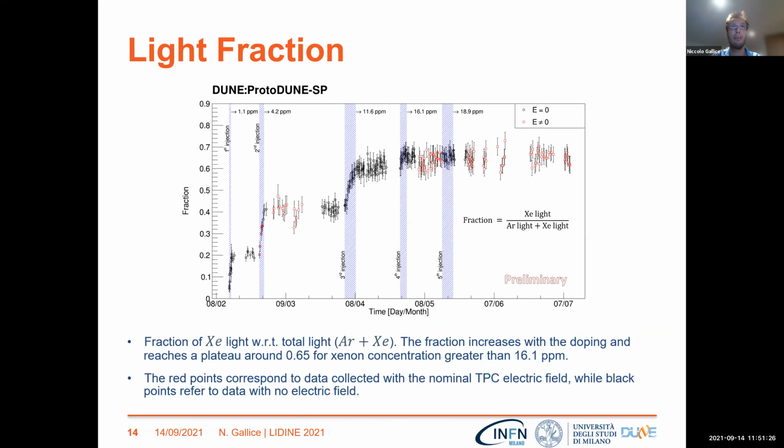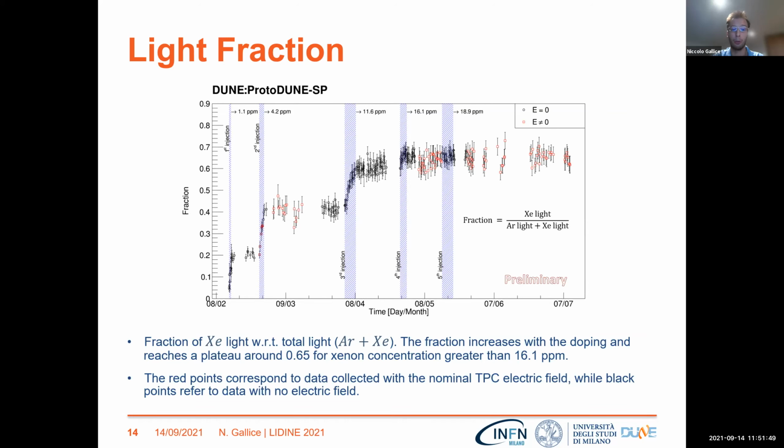Another important estimator we use is the fraction. This is defined as the fraction of xenon light with respect to the total argon plus xenon light detected. So the fraction increases with each doping. It reaches a plateau around 0.65 for xenon concentration greater than 16.1. Adding more xenon had no visible effect on this.